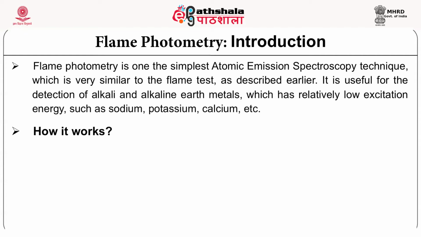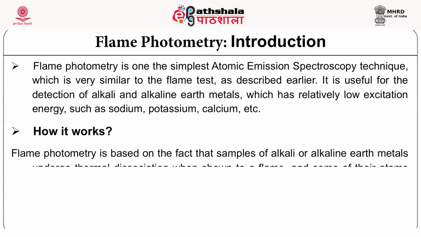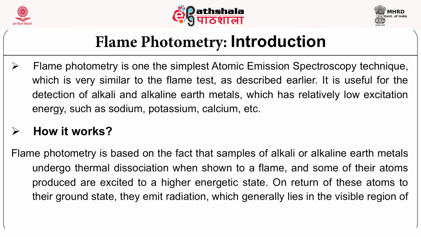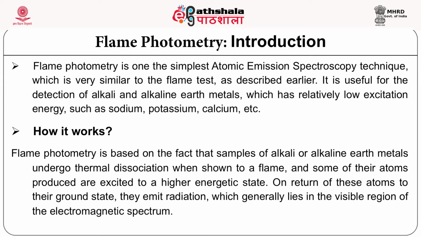How it functions is something very interesting to know. Flame photometry is based on the fact that samples of alkali and alkaline earth metals undergo thermal dissociation when exposed to a flame, and some of the atoms produced are excited to a higher energetic state. On return of these atoms to their ground state, they emit radiation which generally lies in the visible region of the electromagnetic spectrum.